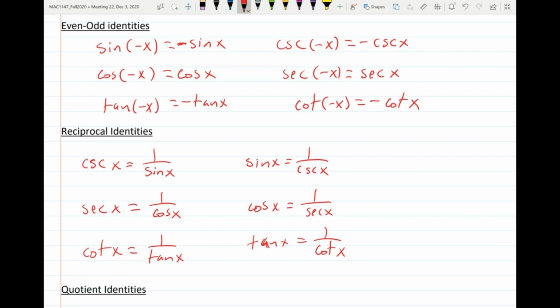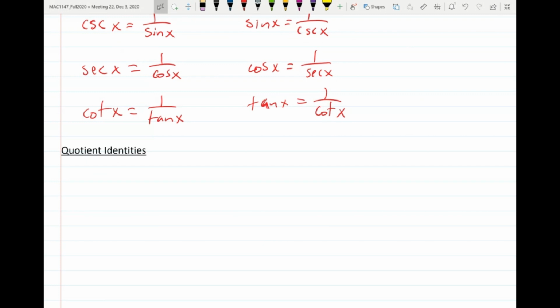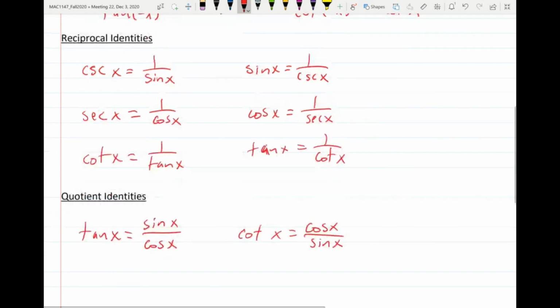All right, those are the reciprocal identities, and then we have the quotient identities, which are the fact that tangent is sine over cosine. You're going to use this a lot in calculus 1, calculus 2. It's going to be popping left and right. And also because cotangent is 1 over tangent, if you flip this, then you get that cotangent is cosine over sine. So all of this collectively is what I refer to as the basic identities, okay?